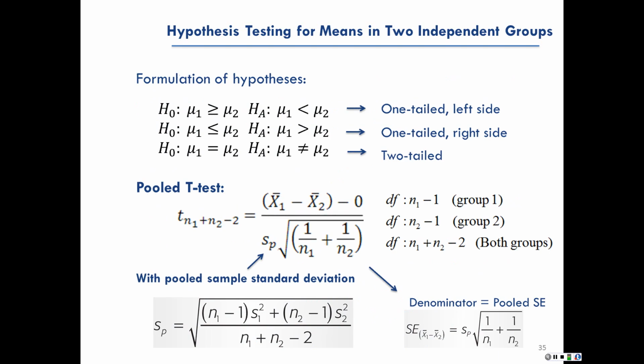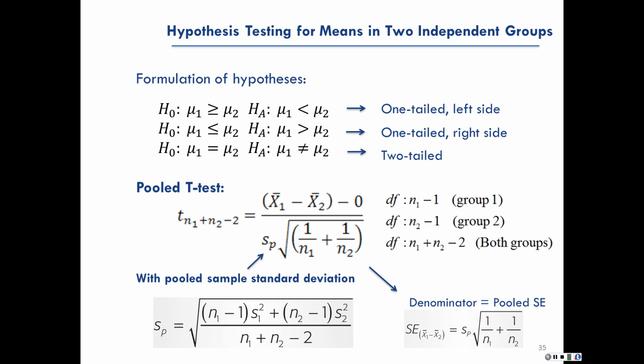When it comes to formulating the hypotheses, there are 3 different kinds: 2 different kinds of one-tailed hypotheses and one two-tailed hypothesis. Our one-tailed alternate hypothesis on the left side would be that population mean 1 is less than population mean 2. The null hypothesis, which is the mutually exclusive alternative, is that the population mean in group 1 is greater than or equal to the population mean for group 2.